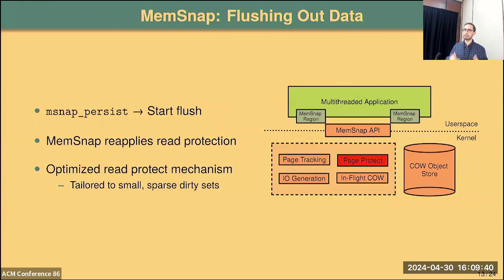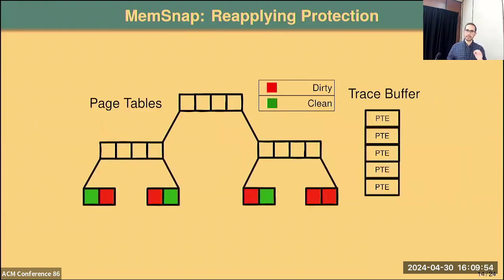Moreover, MemSnap then reapplies read protection to these pages flushed so that a subsequent transaction will also be tracked. This is actually a major bottleneck if done incorrectly, and we have created our own read protection mechanism in the kernel. We take advantage of the fact that we know exactly which page table entries to turn from writable to read-only. And this is because these are the same entries that we have turned from read-only to writable over the course of a transaction. We have put these PTEs into a trace buffer, and then we are able to just traverse the trace buffer and one by one turn them back to read-only.